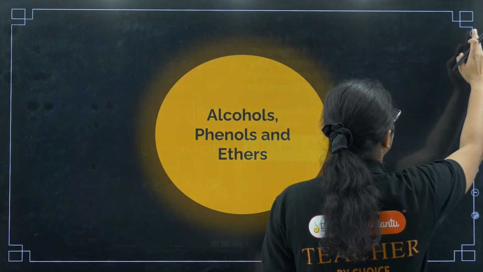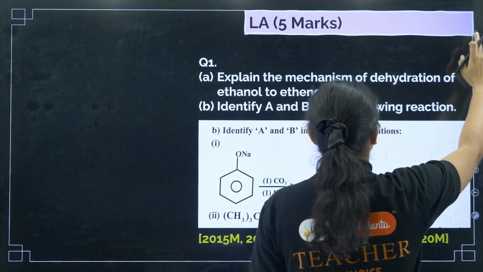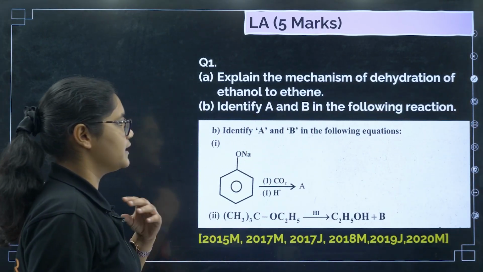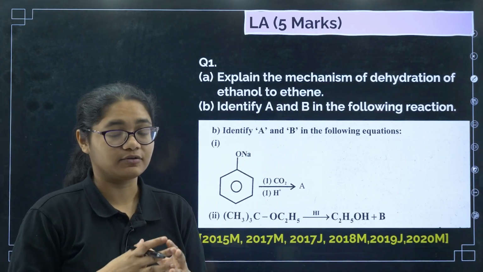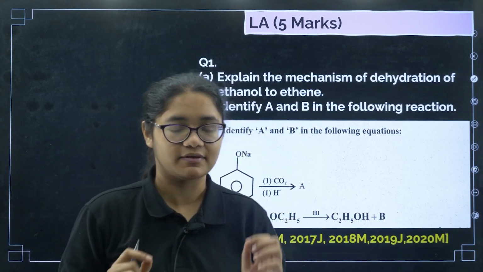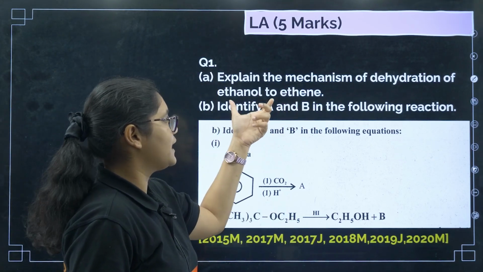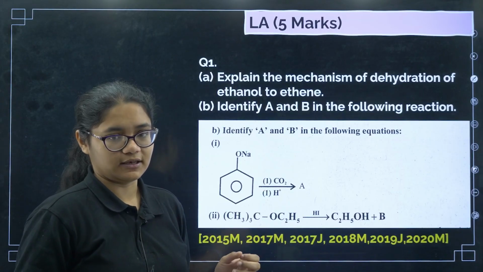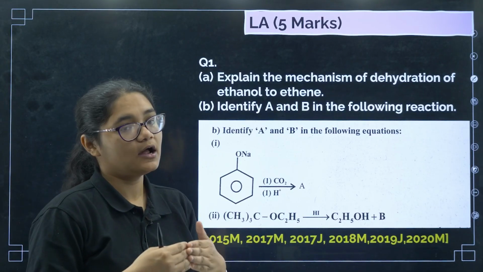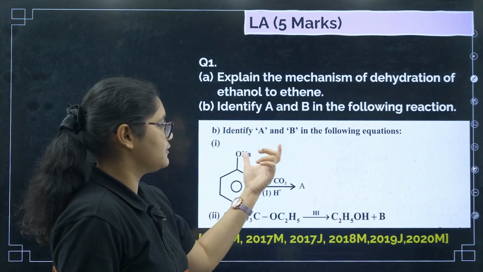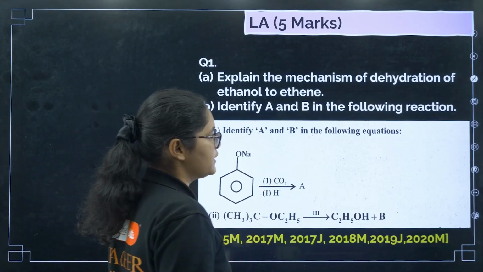Next we'll go to the next chapter, that is alcohols, phenols and ethers. In this chapter we have three mechanisms, and all three are very, very important. The first one is the mechanism of dehydration of ethanol to ethene. You also have to identify A and B in the following equation.